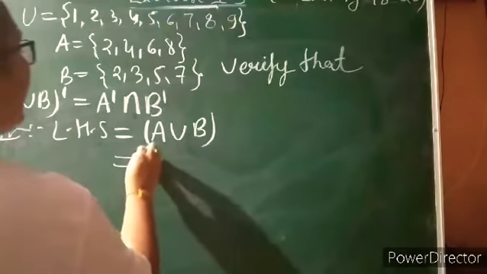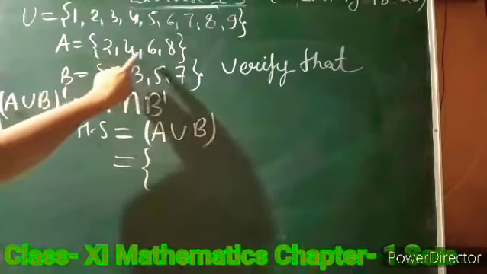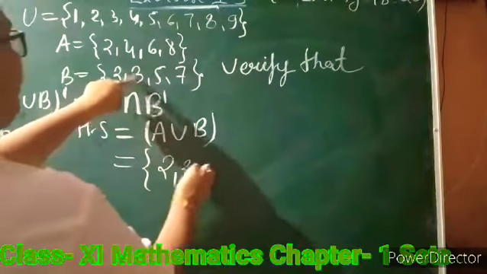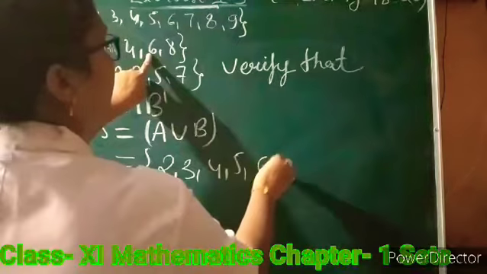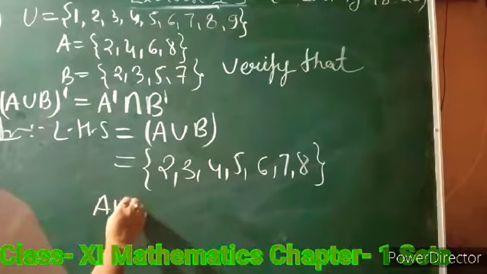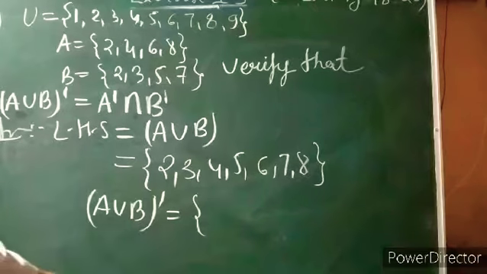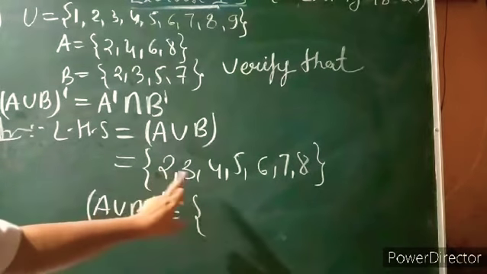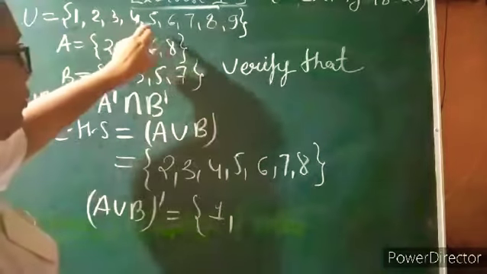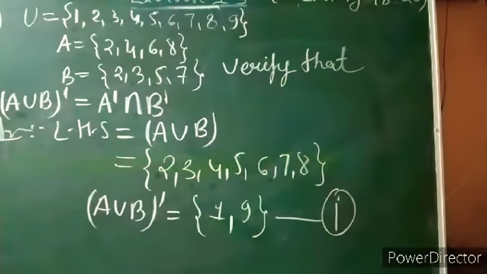So you see A union B, that means the members of A or B: 2, 4, 6, 8, here 2, 2 common, and 3, 4, 5, 6, 7, 8. Okay. Now the complement of A union B is equal, we take members except 2, 3, 4, 5, 6, 7 and 8. So 2, 3, 4, 5, 6, 7, 8 are already there, so only 1 and 9. It is our equation number first.